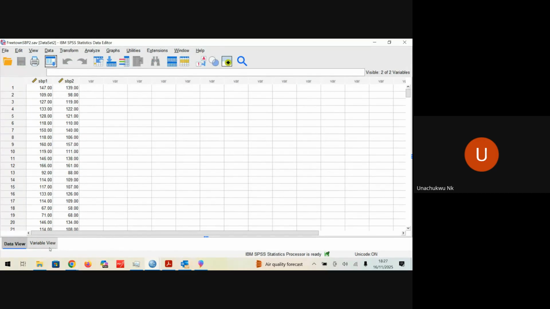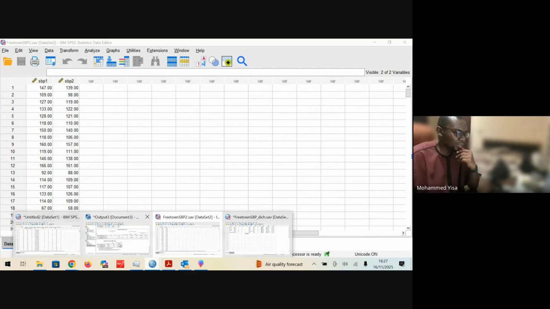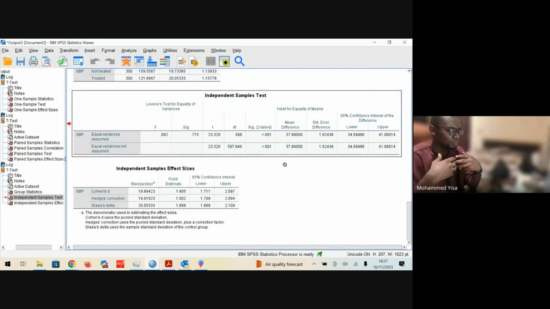Like I said, those effect sizes have some merit when it comes to determining whether the difference that you have detected is clinically significant. But my grasp of it is not too strong to be able to explain it to you. So if you have questions about effect sizes, you can direct them to Dr. Abioye or Dr. Ebua. They'll be able to give you more details on that.